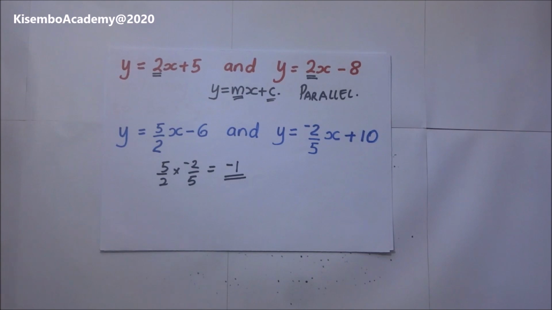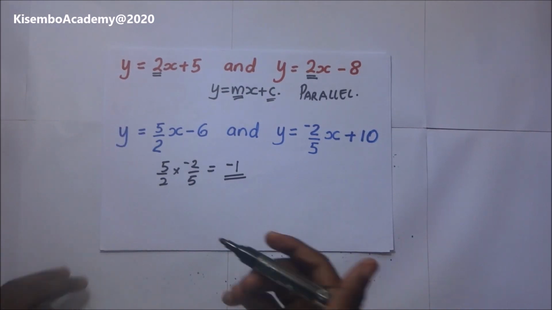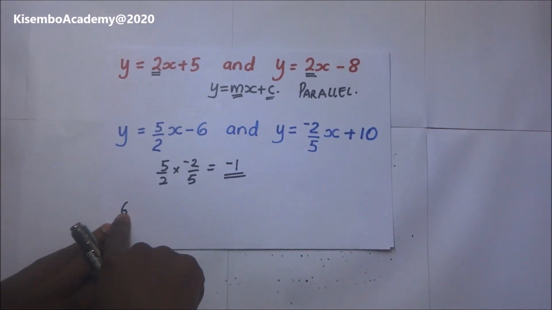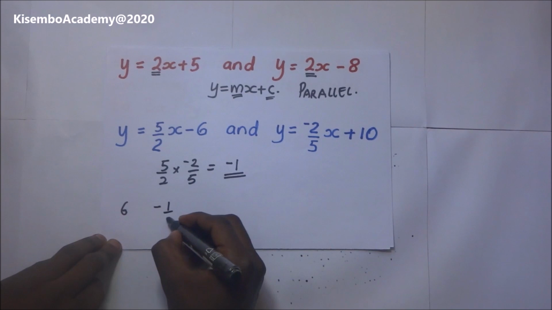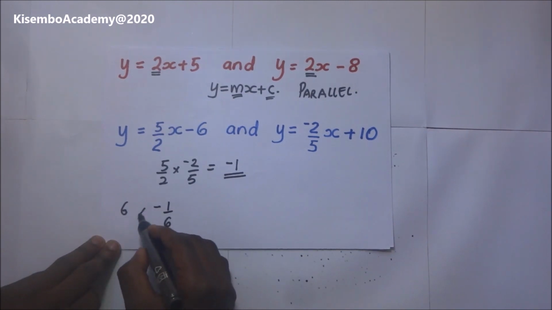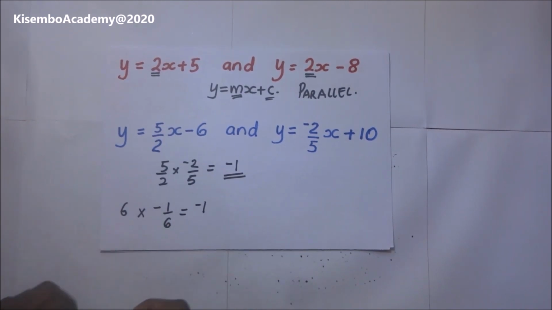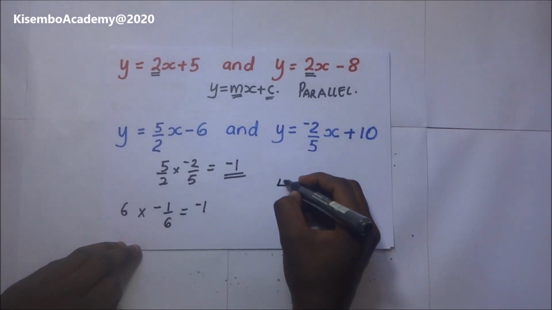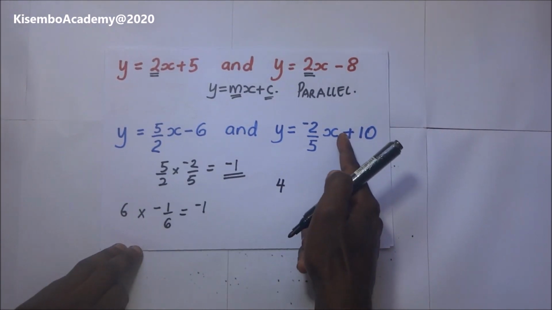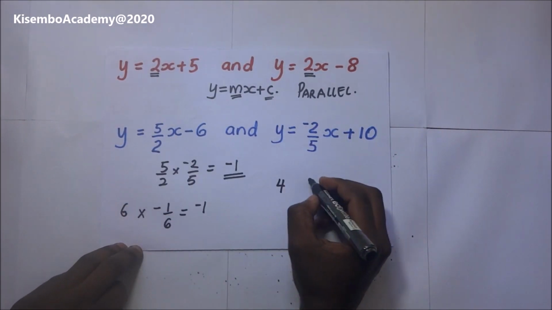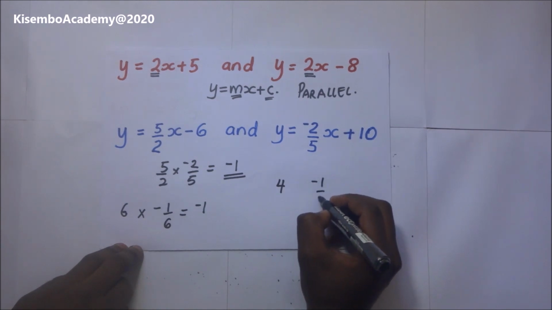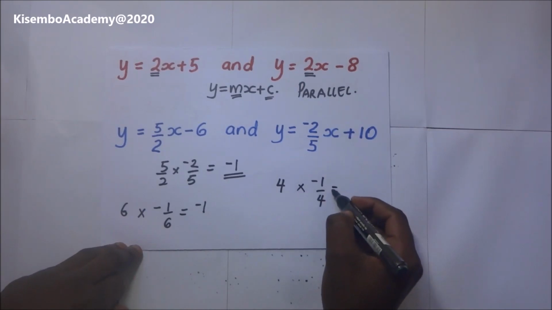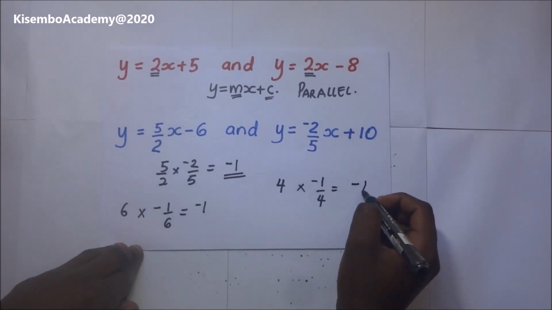So it means that if the gradient of this line was, let's say, 6, the gradient of this line will be the negative reciprocal of this, so it will be -1/6. Why? Because 6 times -1/6 gives us -1. If the gradient of this line was, let's say, 4, the gradient of this line will definitely be the negative reciprocal of this one, so it's going to become -1/4. Why the negative reciprocal? Because when you multiply these two gradients, they should give us -1.